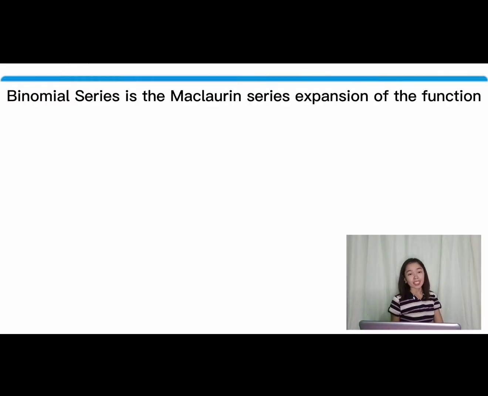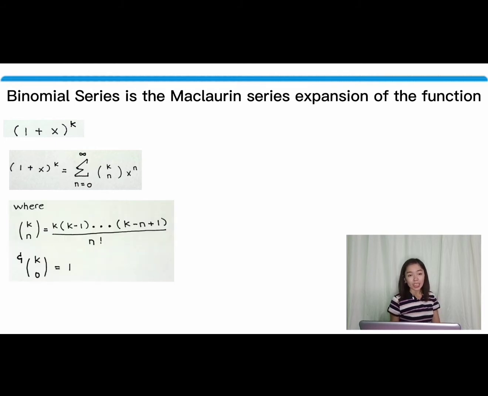So, here we go! Binomial series is the Maclaurin series expansion of the function 1 plus x raised to k, and written in a general form as 1 plus x raised to k equals the summation of the index k choose n times x raised to n, as n goes from 0 to infinity, where k choose n equals k times k minus 1 times ... times k minus n plus 1 over n factorial, where n is greater than or equal to 1.